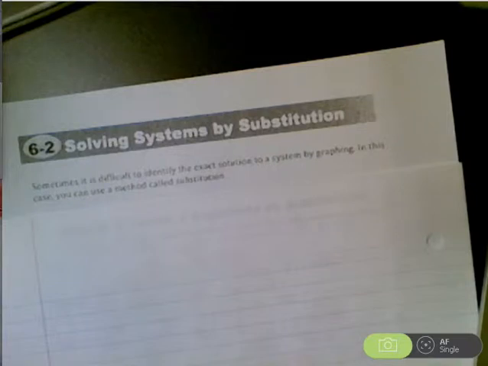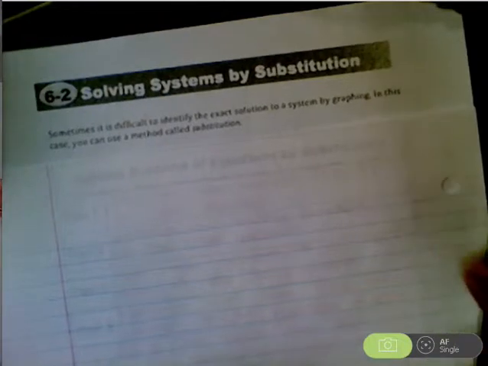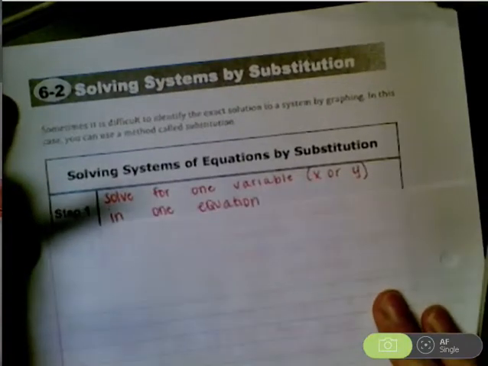In Chapter 6, we're going to learn 3 different methods of solving systems. Yesterday, we learned solving systems by graphing. Today, we're going to learn the second method, which is solving by substitution. So what we're going to do first is write down these 5 steps of solving by substitution. These may seem a little wordy or confusing as we're writing them down, but as soon as we start the examples, they'll start to make more sense. So let's start with step 1.